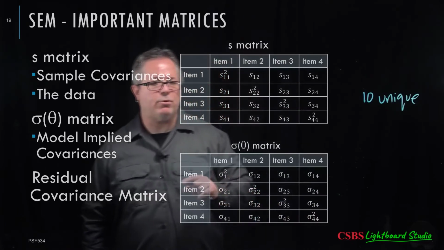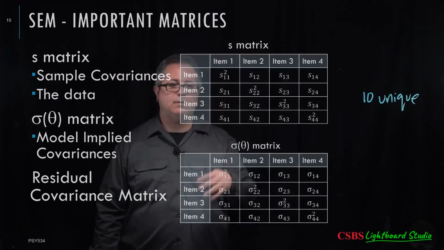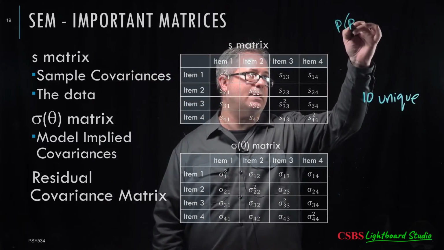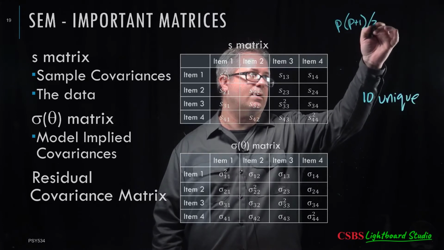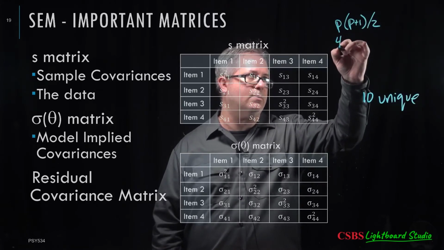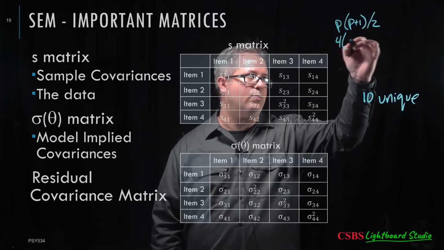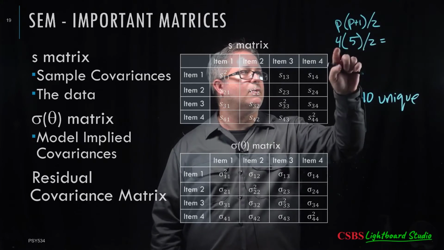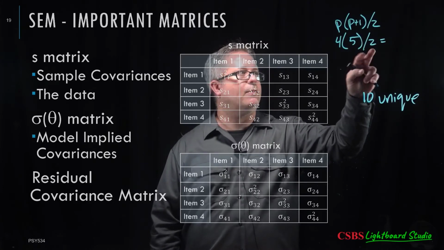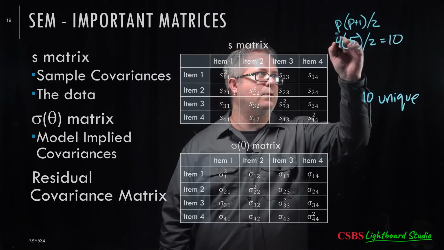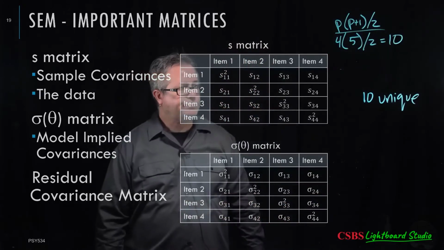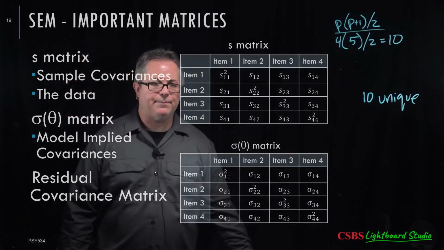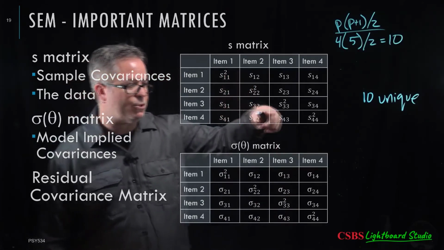If we think about the number of items we have as P, we can use that equation to figure this out. P times P plus 1 divided by 2. All right, so 4 items times 4 plus 1 is 5 items divided by 2 equals 4 times 5 is 20. 20 divided by 2 is 10. So this little equation will tell us how many unique things we have. How many things do we need to try to explain? Right? These are the things that we're trying to capture with our model.